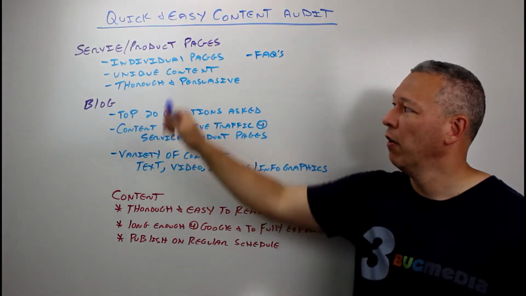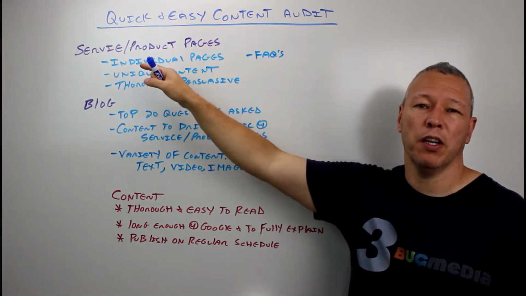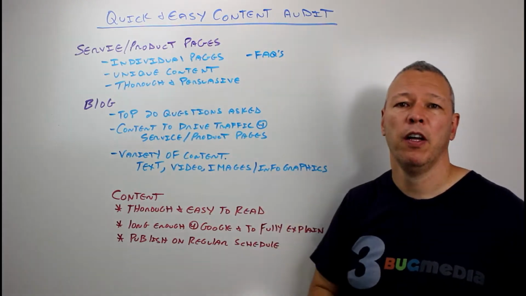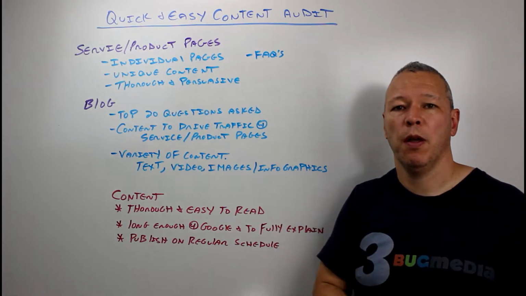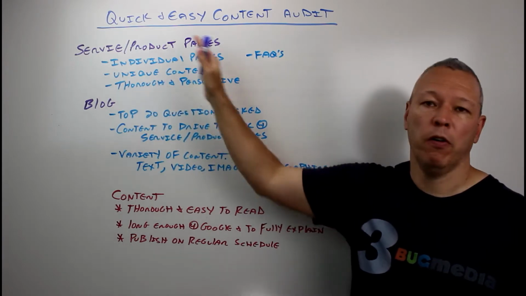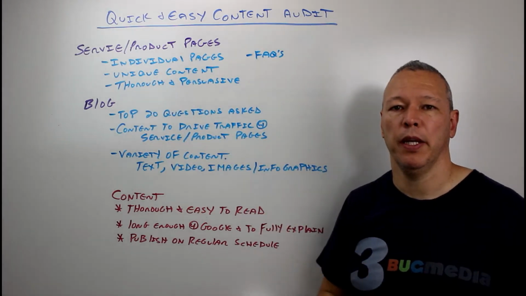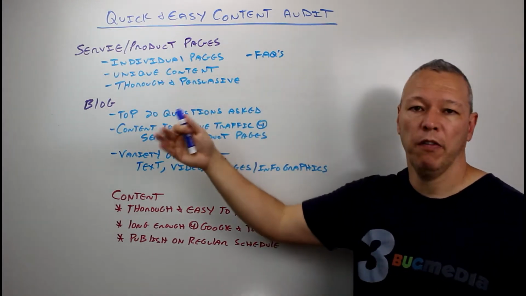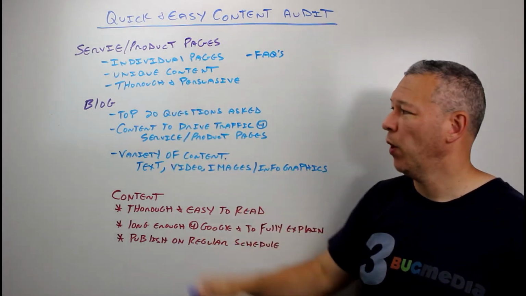So the first thing you want to do is look at your product and service offerings. Make sure you have unique pages for each one, make sure they're easy to find on your website, and make sure they're thorough in their content, explaining what you have to offer, and persuasive as well.